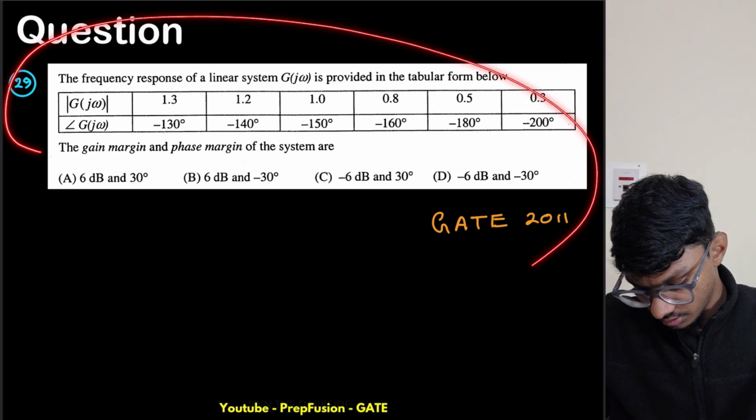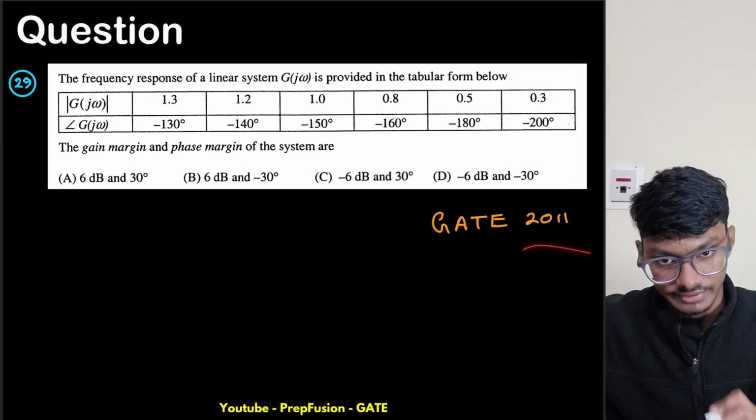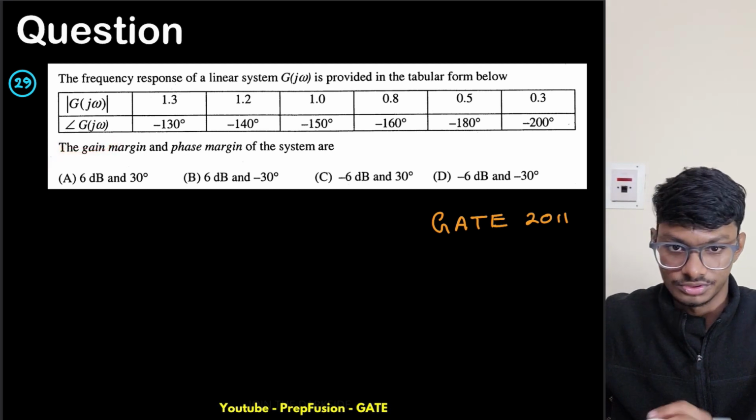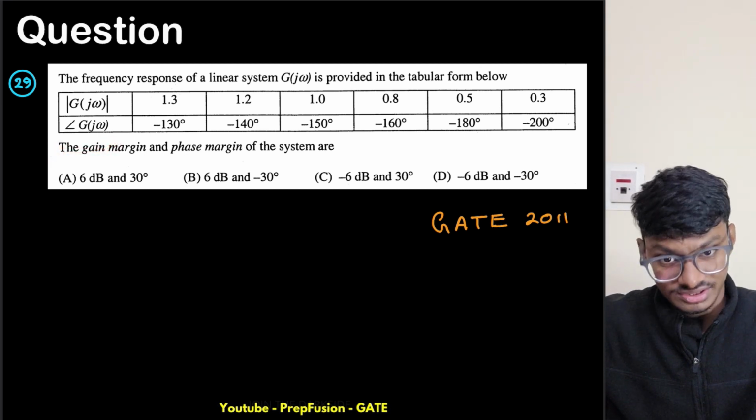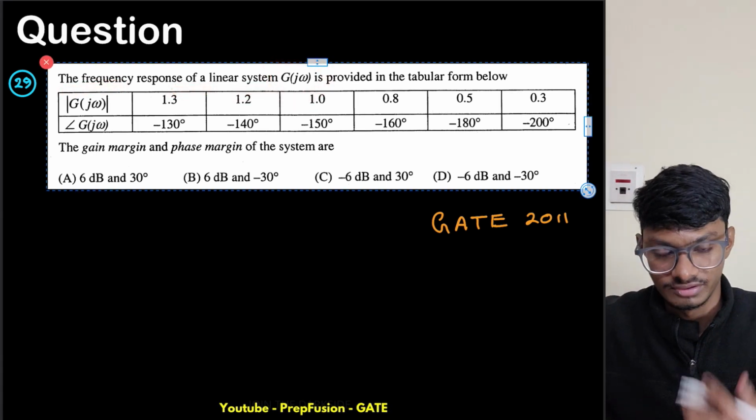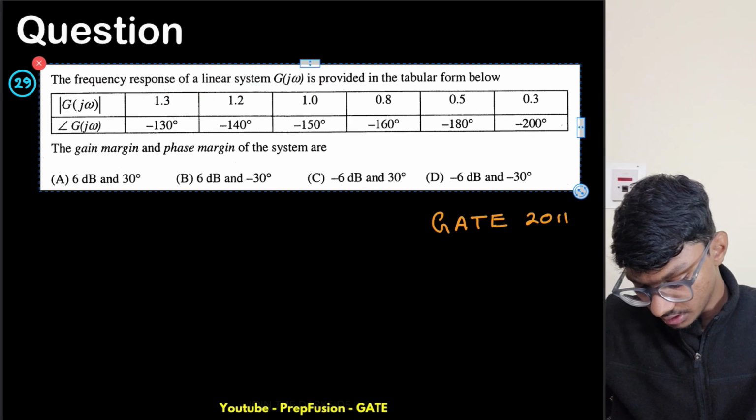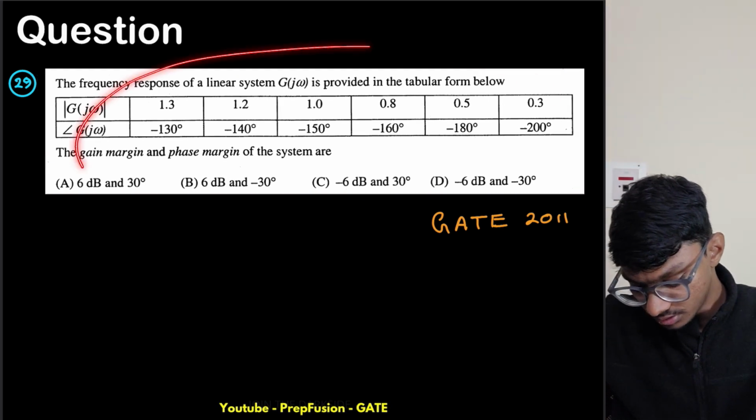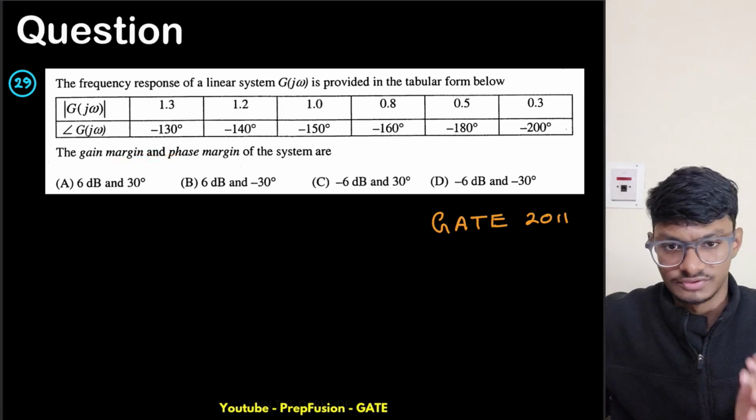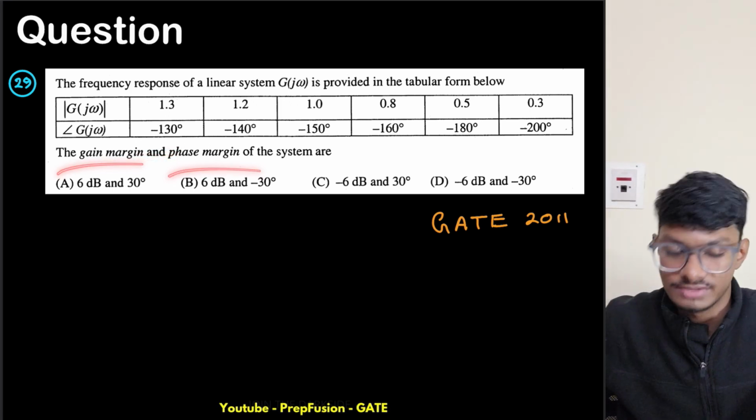This is the next one. This is the GATE question 2011. This is a very simple question. Just read this question and try to solve it by yourself. What is this telling us? The frequency response of a linear system, G of j omega, basically a unity feedback system, is provided in tabular form. The angle and the magnitude are provided for various frequencies. So find the gain margin and phase margin of the system.